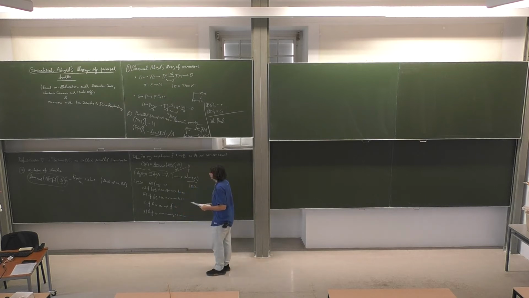Another nice property of this factorization system is that it's orthogonal, which means that anytime we have this diagram commutative.